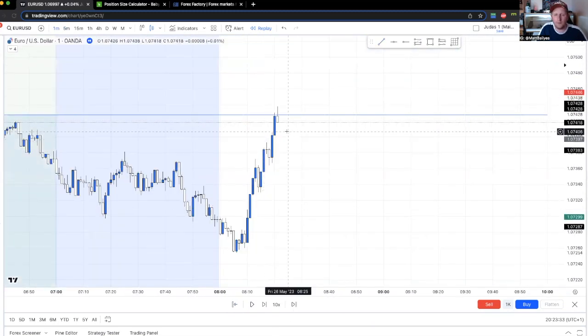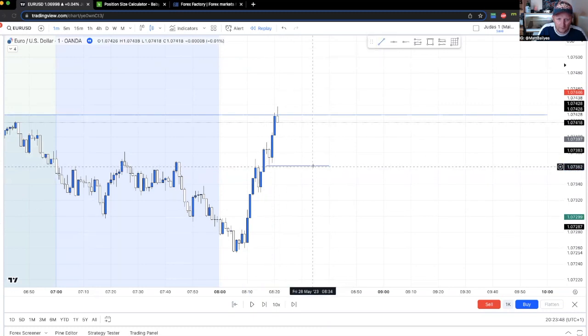We're going to work our way backwards. This candle broke the previous candle's high. This one broke that one. This one did not break the previous candle high, but this one did. So this now becomes our fractal low right here.